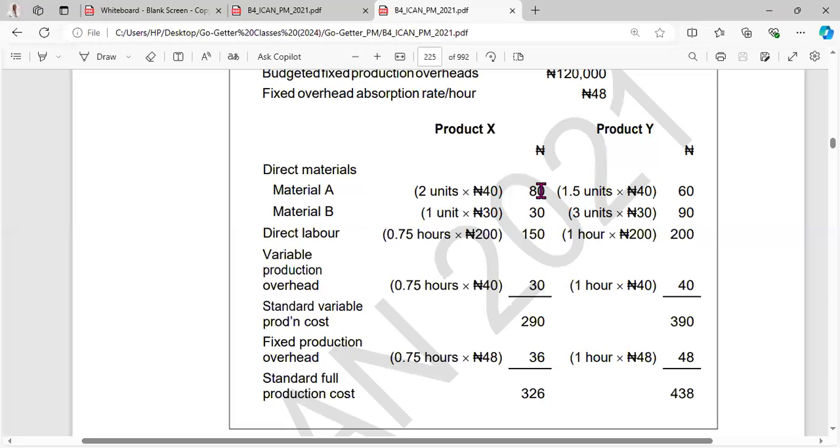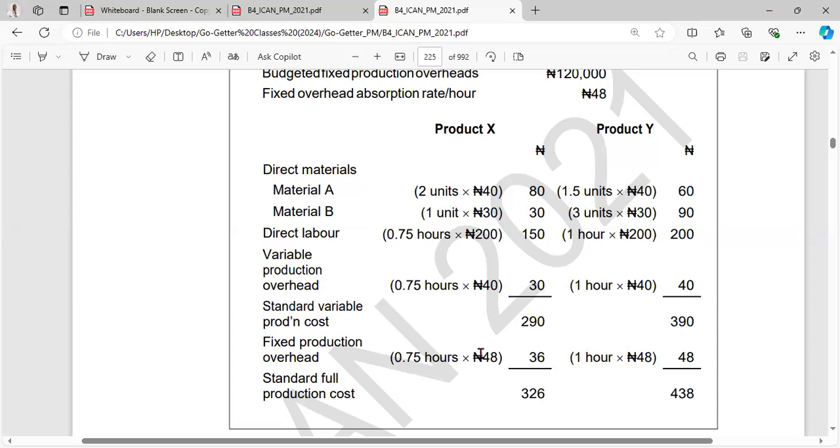When you add material A, material B, direct labor, and variable overhead, this will give me 290 here, this 390. This is standard variable production cost because material and labor are all variable costs, and this is variable cost. So all of this 290 is standard variable cost. Normally we said your full cost is made up of variable cost and your fixed cost. Now this is variable cost. We need to know our fixed cost.